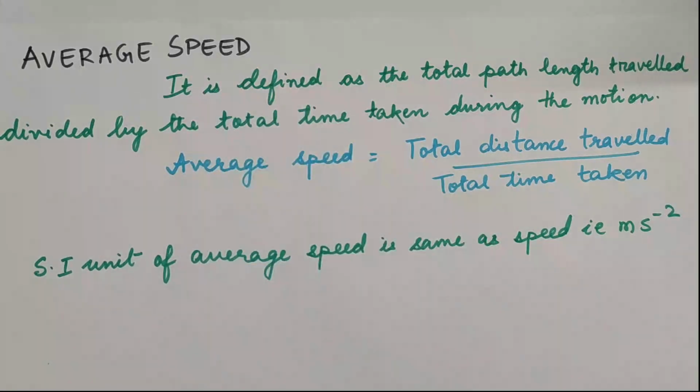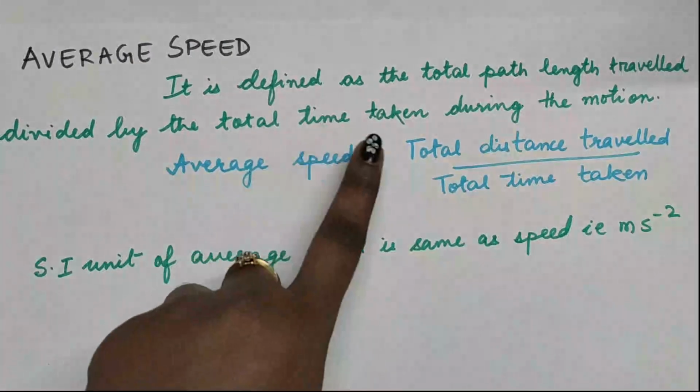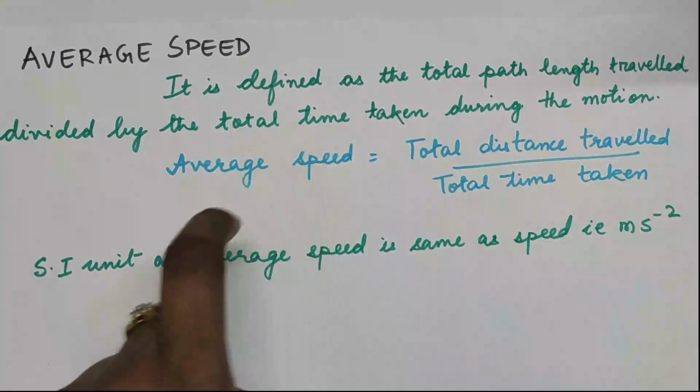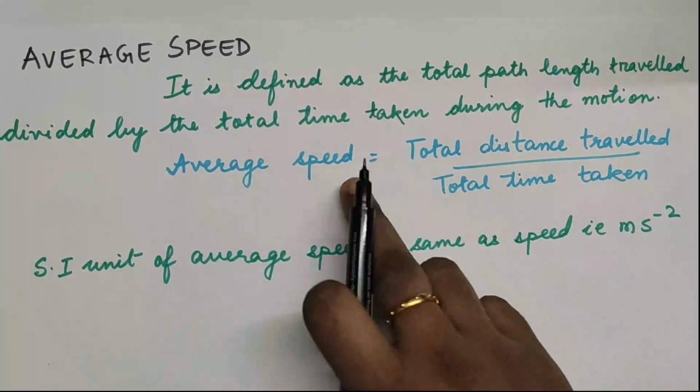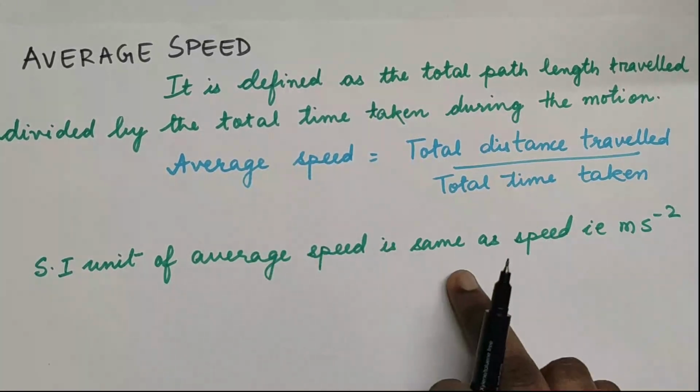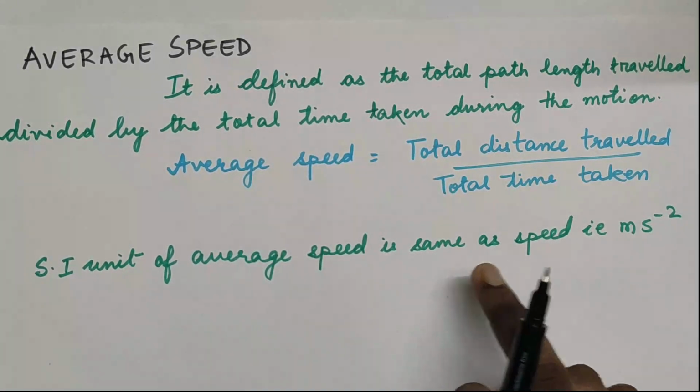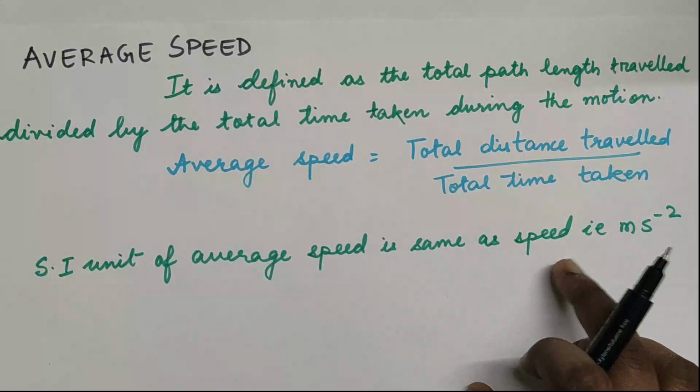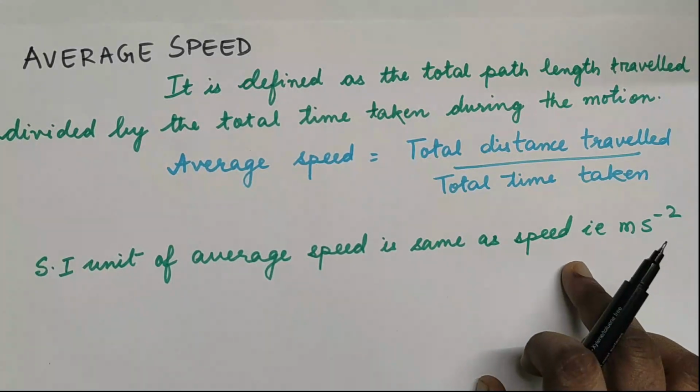So how do I define average speed? It is defined as the total length traveled divided by the total time taken during the motion. So total distance by total time. And the SI unit of average speed is the same as that of normal speed, that is meter per second.